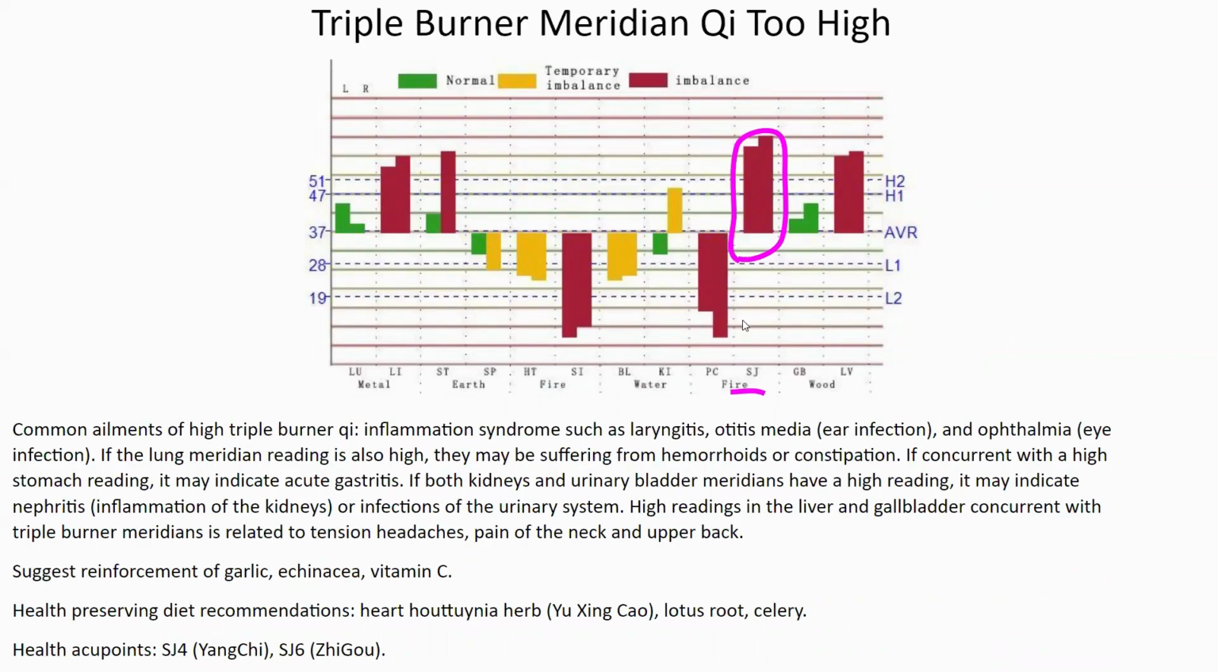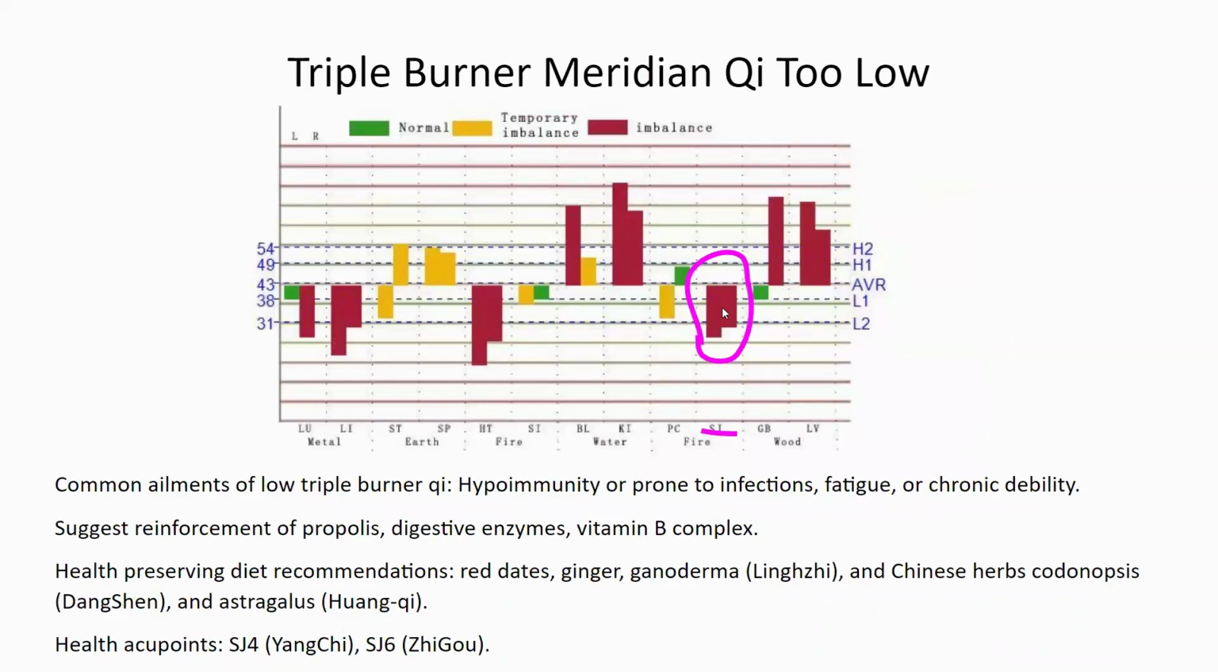But we could see that triple burner is in excess here, left and right side. Of course, SJ for Sanjiao. That is the Chinese name for the triple burner. Some people might call it the triple warmer or triple heater. All of those are valid names. And we take a look over here, and we can see that both of them are low once again. SJ, we got left and right low.